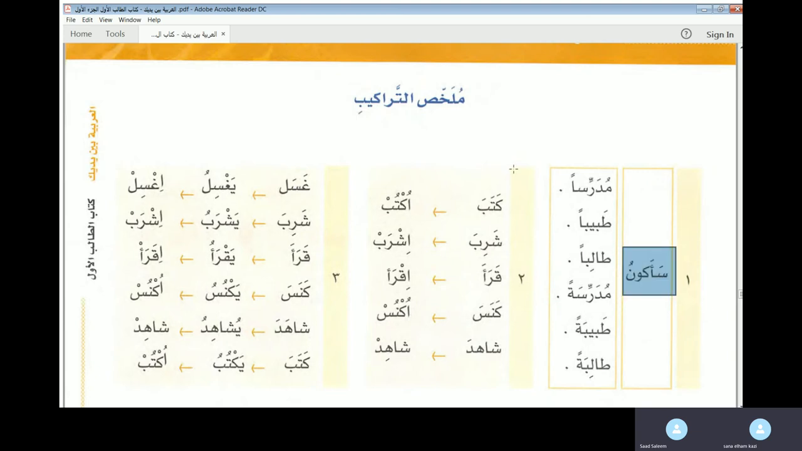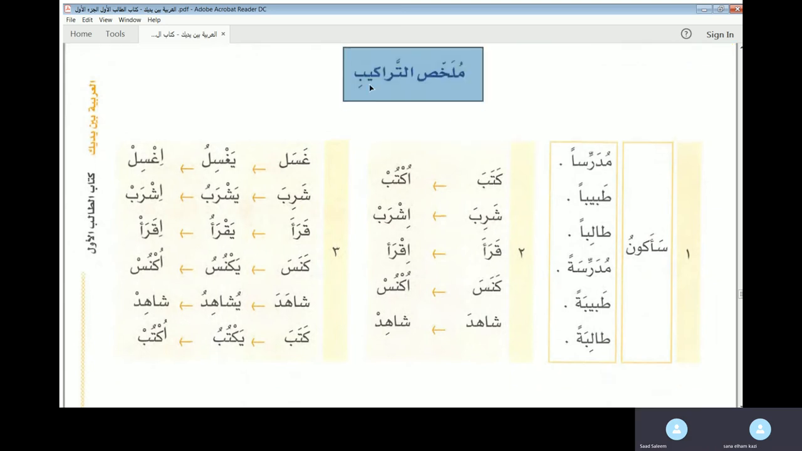Mulakhkhas at-tarakib. So what the exercise opens your mind to is a summary of the structures. Sakunu mudarrisan, I will become a teacher, inshallah. Sakunu tabiban, I'll become a doctor. Sakunu taliban, I'll become a student.